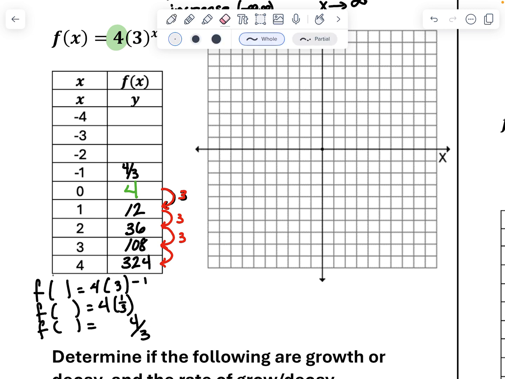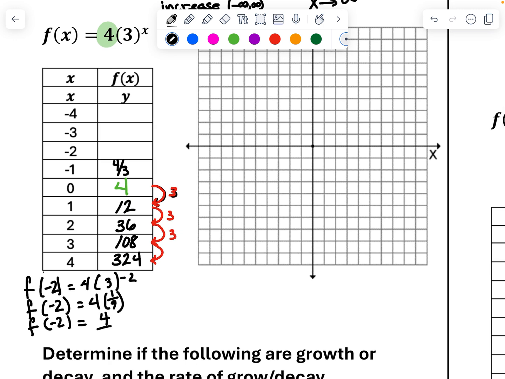What if you change the exponent to negative 2? Well, if we change the exponent to negative 2, that means all the x's are negative 2. That leaves us a power of 1/9, because 3 times 3 is 9, so that leaves us 4/9. So this is 4/9.